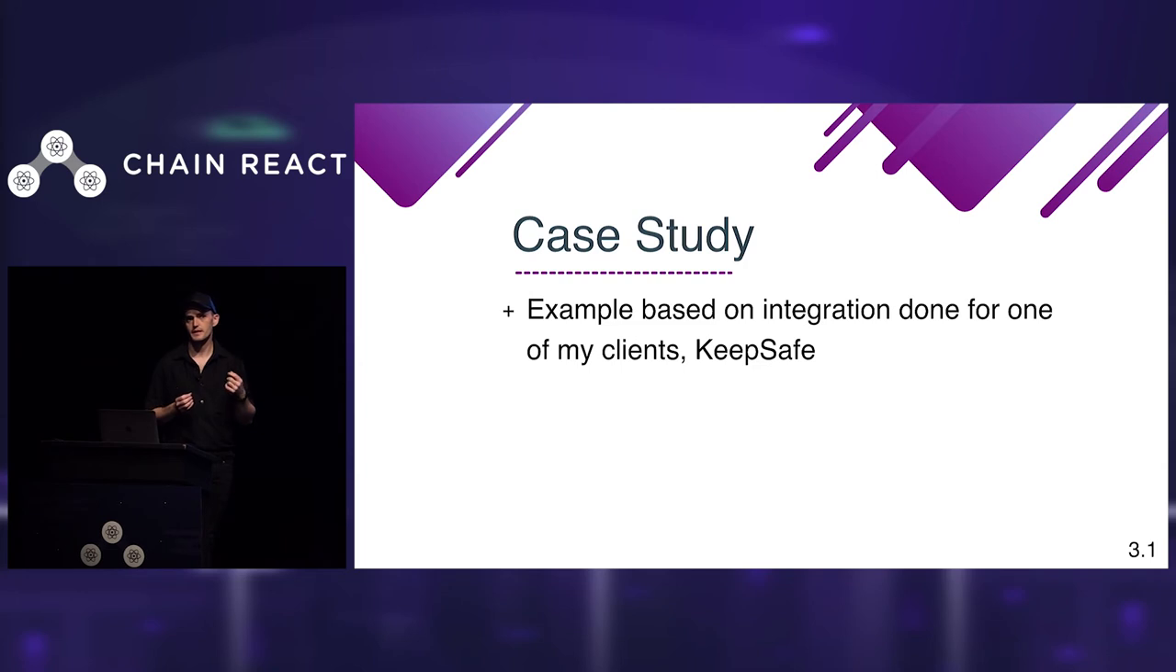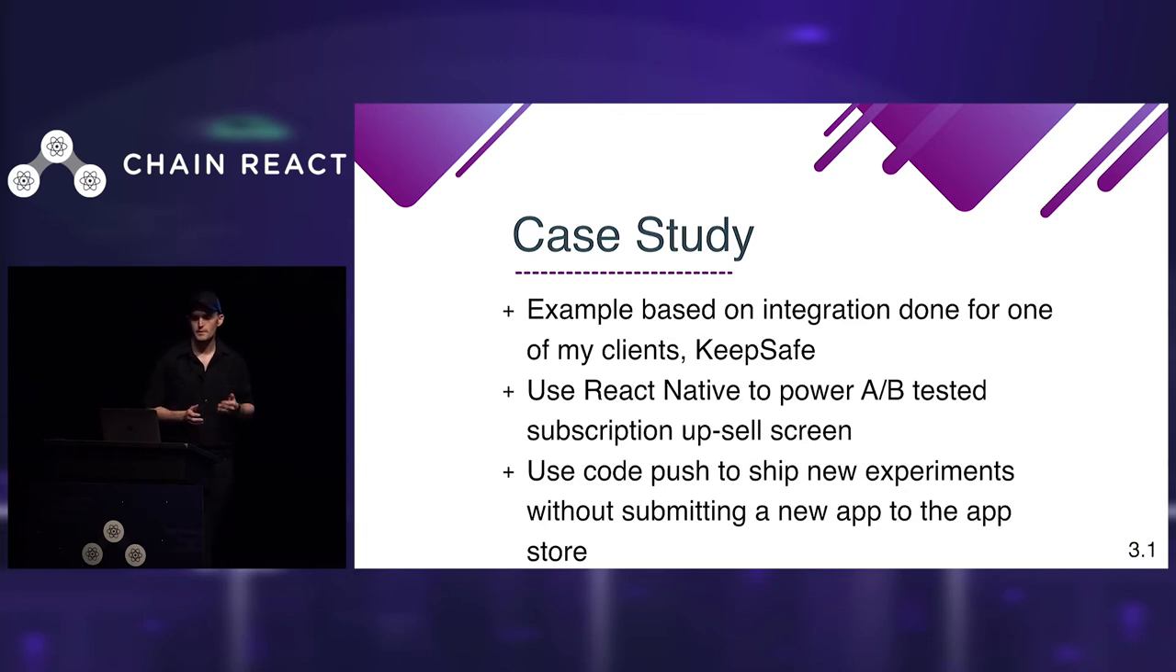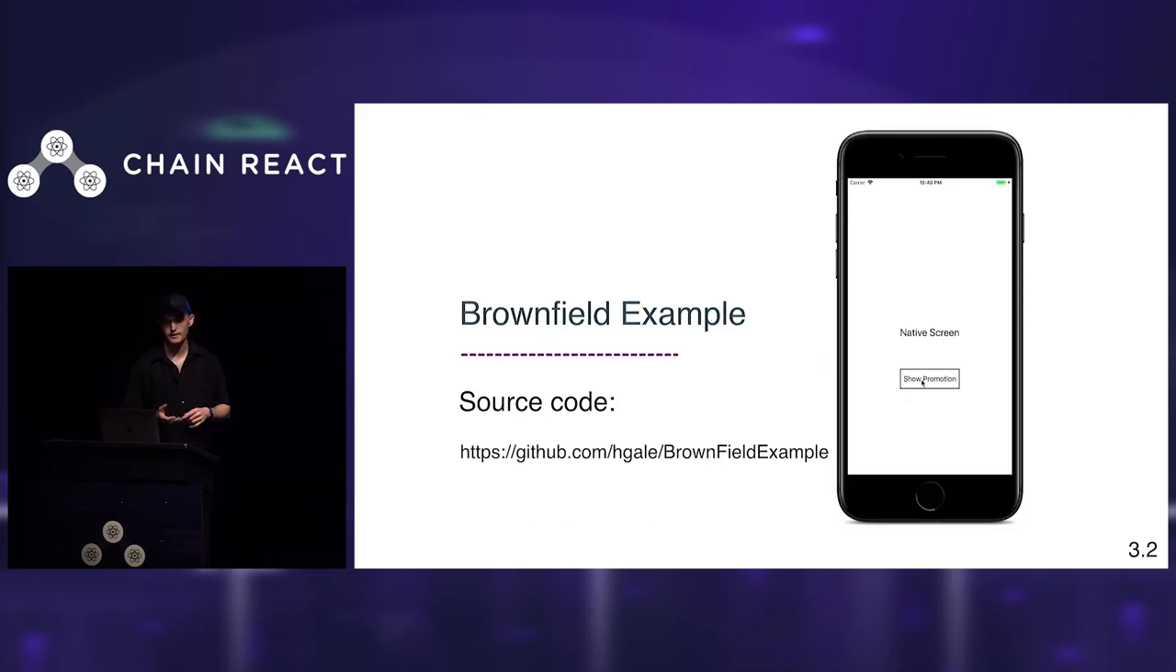KeepSafe sells a suite of privacy tools, and they have a freemium business model, and they get you to upgrade to a subscription for more features. So what KeepSafe wanted to do was power the dialogue that converts you from a free to a premium subscriber with React Native so that they could iterate on their A-B tests faster. They wanted to be able to use CodePush to ship new experiments without submitting a new app to the App Store. So let's look at this example.